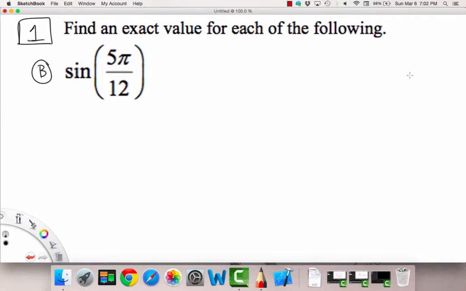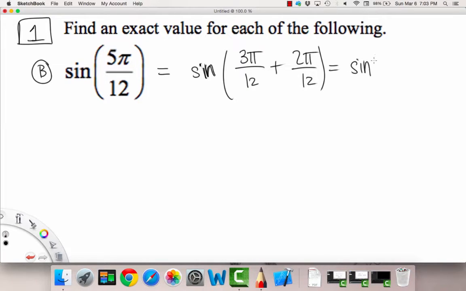Okay, so here's part B. We're just going to solve for sine of 5 pi over 12. So let's do the same thing. We're going to break this up into sine of 3 pi over 12 plus 2 pi over 12. Again, those are easily reducible into sine of pi over 4 plus pi over 6, which are both angles that we know of.